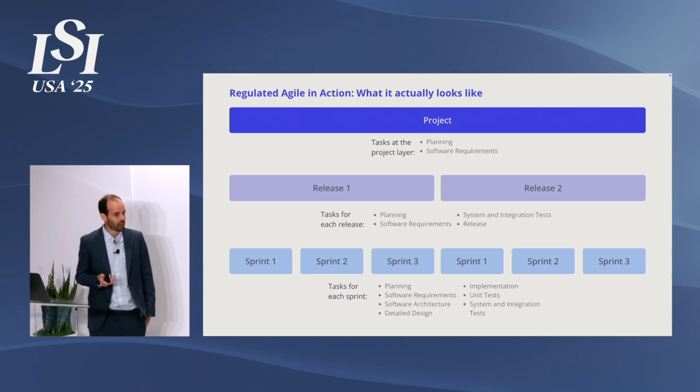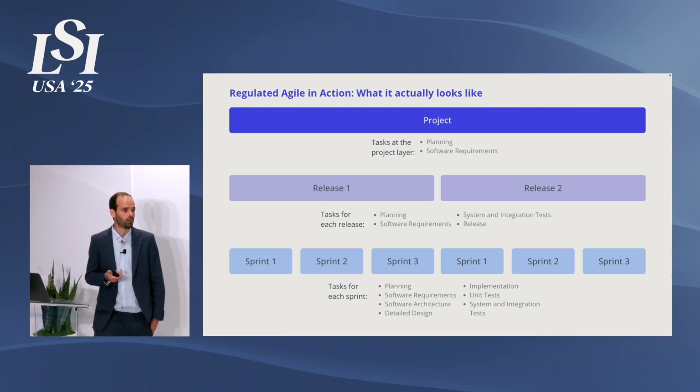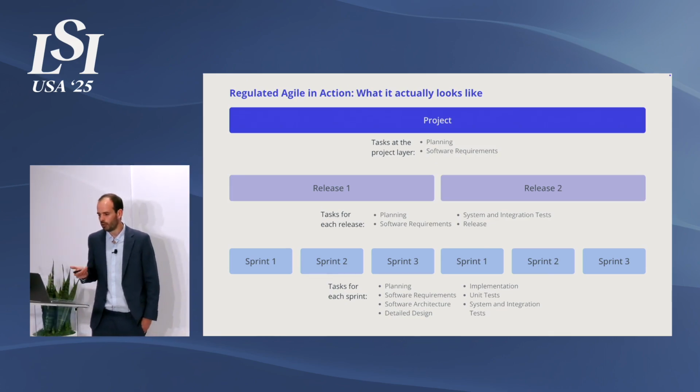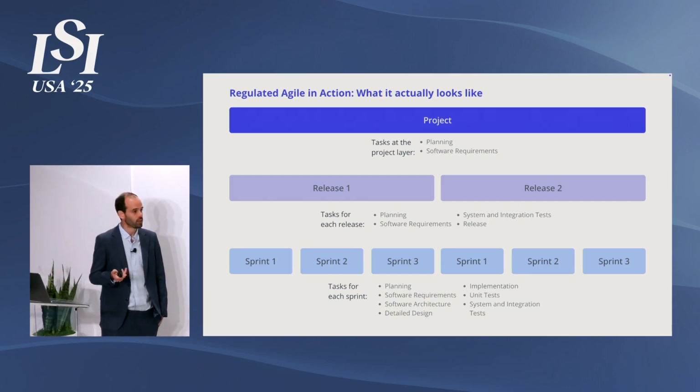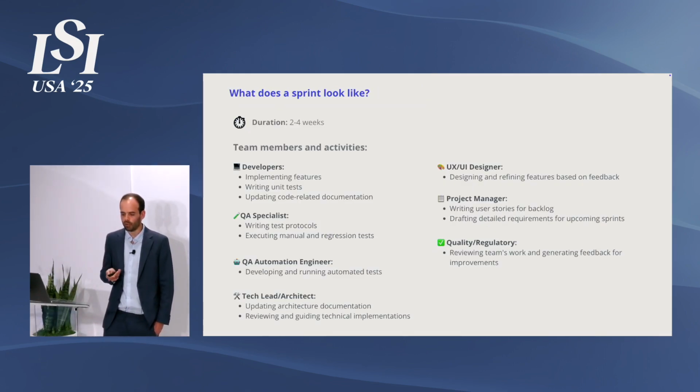You're going to implement stuff. Developers are going to be implementing stuff. You're going to be testing too, or writing, for instance, unit tests, which are written in code, or you're going to be doing also manual testing, which can be system and integration tests, and it can be also automated tests. What does a sprint look like?